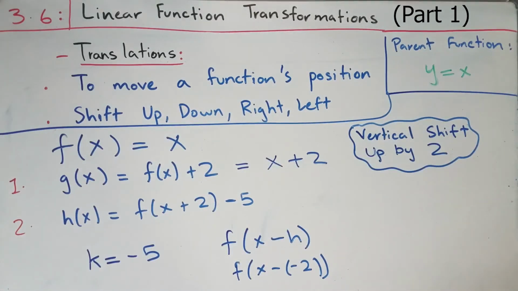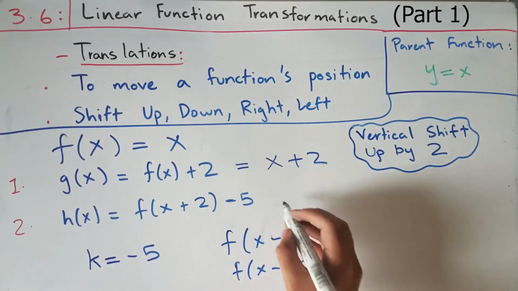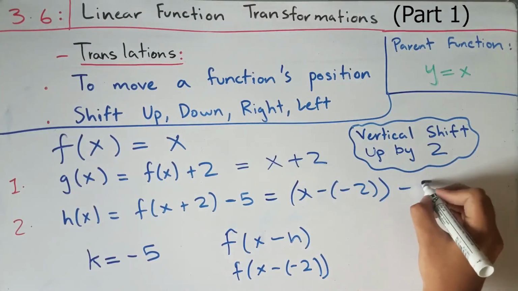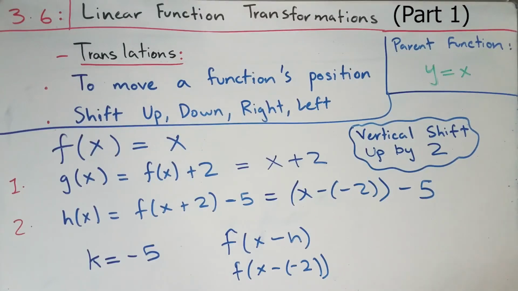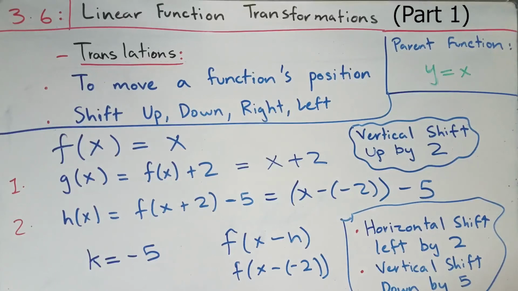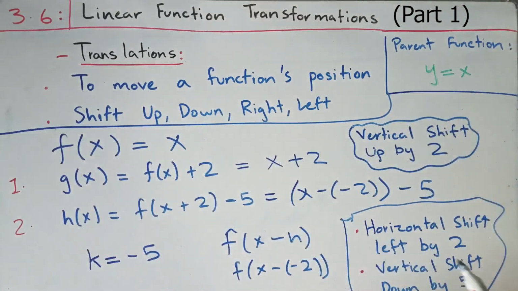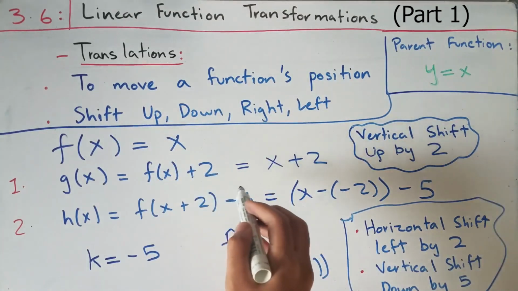And in this case, our f of x plus 2 is also f of x minus -2. So I can rewrite this whole function h of x as x minus -2 minus 5. So in simplified terms, h of x equals x minus -2 minus 5. So in this case, my transformation would be a horizontal shift of the original function f of x leftwards by a value of 2. And we've also done a vertical shift downwards by a value of 5 because of that -5, which is our k.